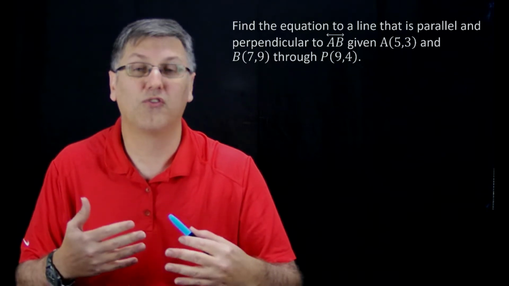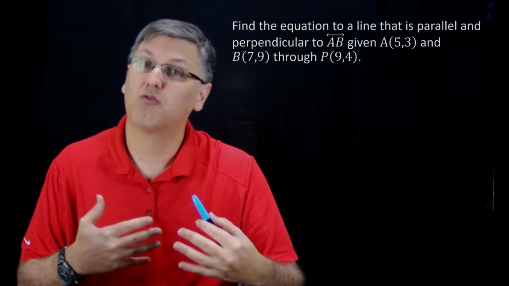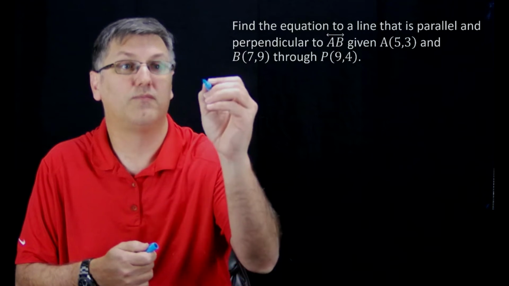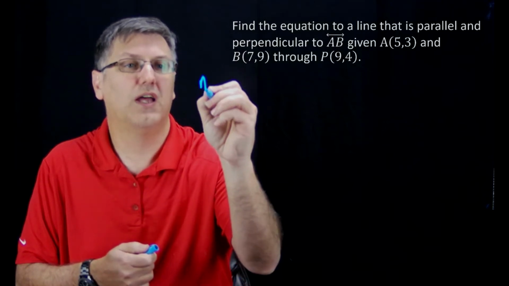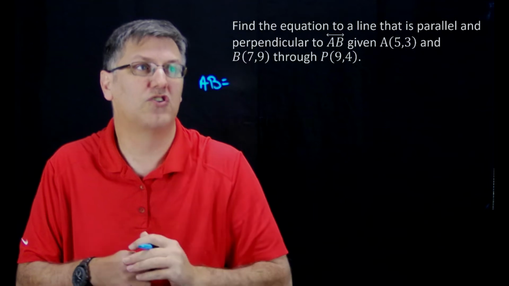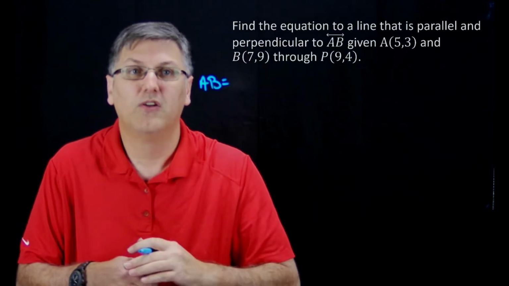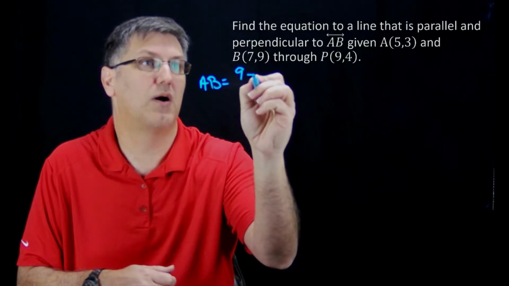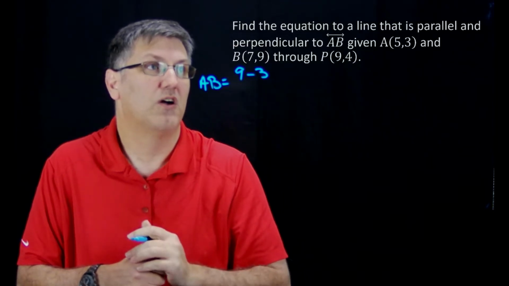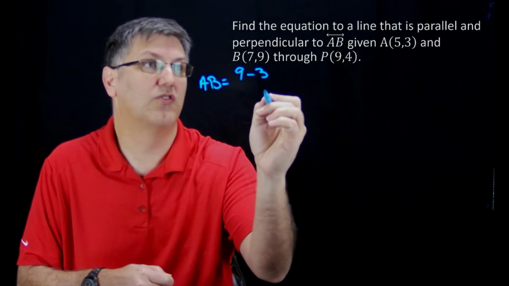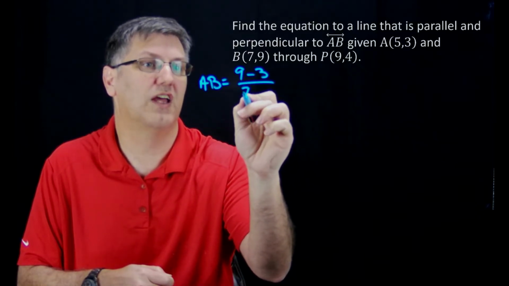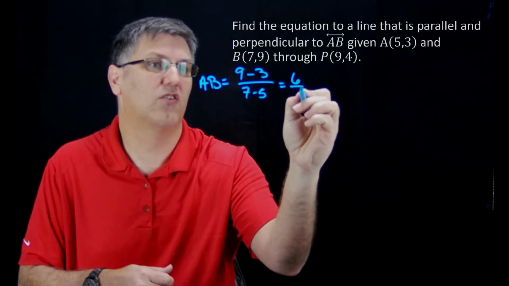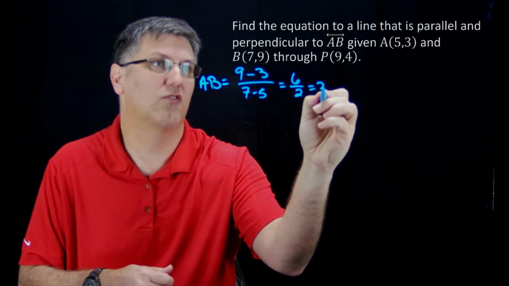The first thing I have to do is find the slope of line AB, because once I know the slope of AB, I can find the lines that are parallel and perpendicular. So for AB, I'm going to use my change in y over my change in x. Looking at my y values, I have 9 minus 3, and then 7 minus 5, which is the change in x. When I simplify this, I get 6 over 2, which is 3.